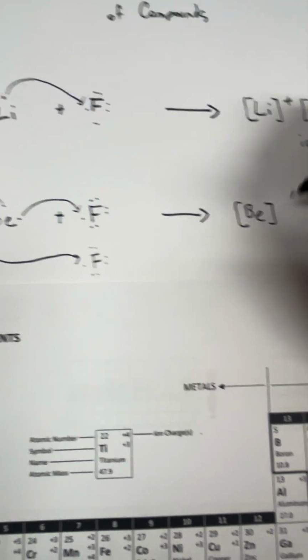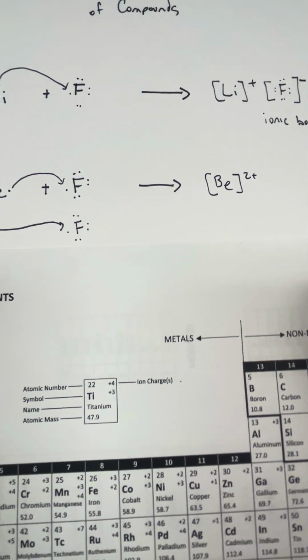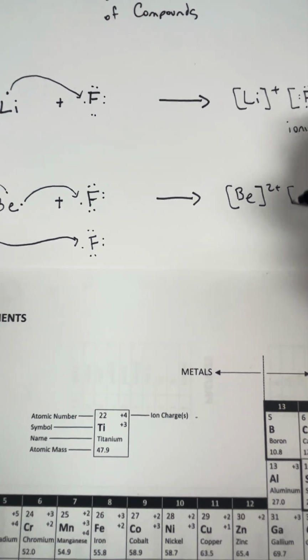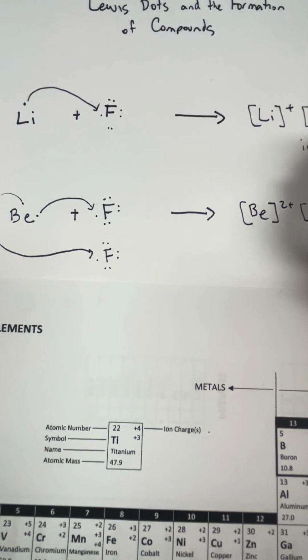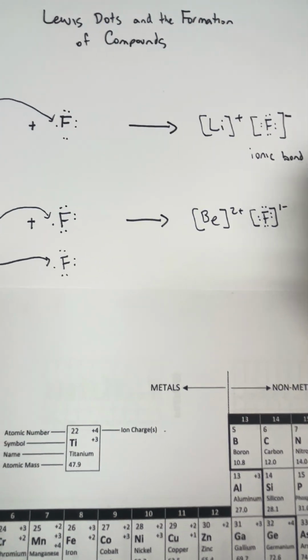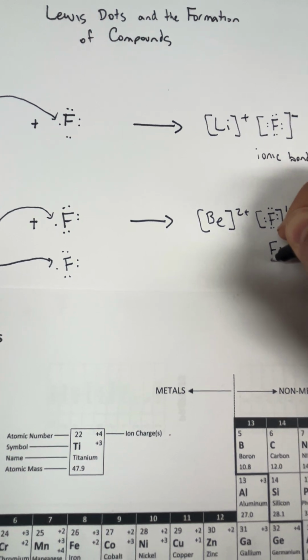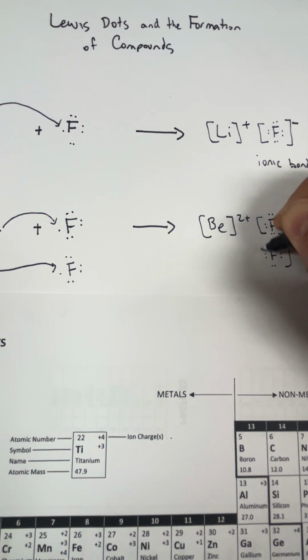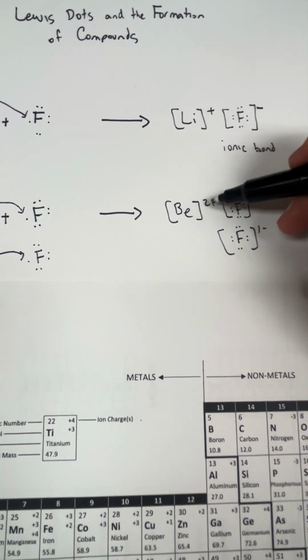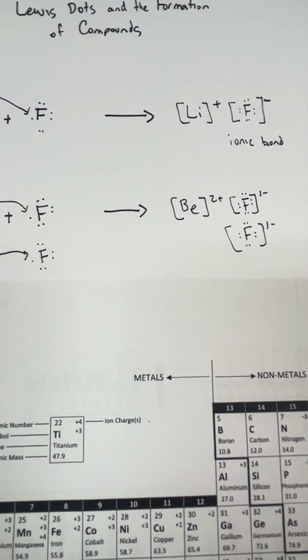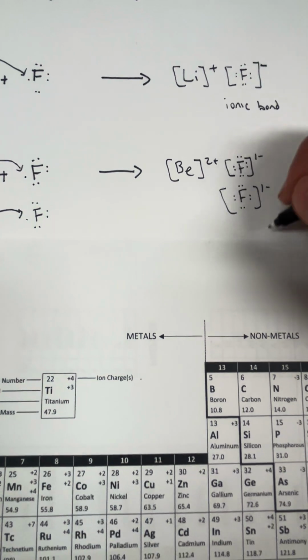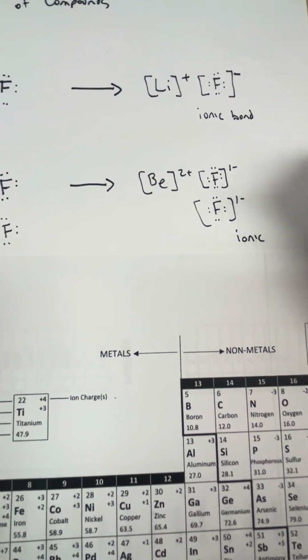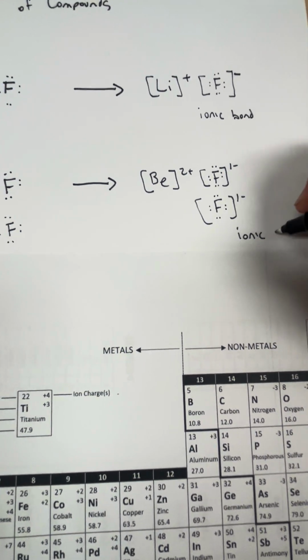Beryllium, once having lost 2 electrons, will have a 2+ charge and be stable, and fluorine will have a full outer shell and a -1 charge. This +2, -1 bond, which is an ionic bond, makes these two stable and bonded together through the attraction of negative and positive charges.